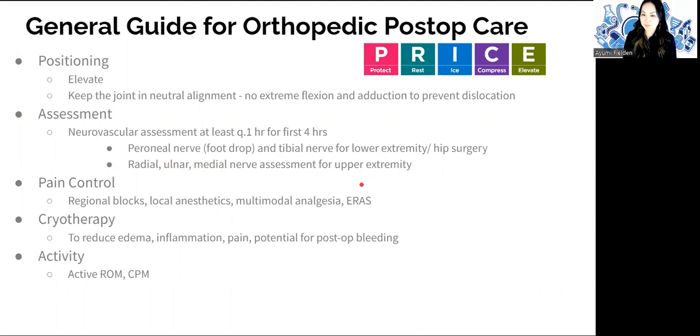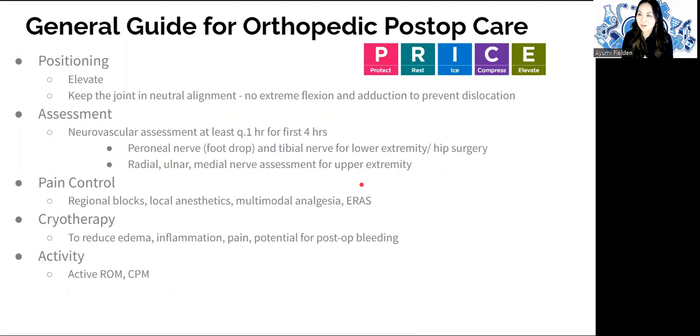Assessment of those patients. Neurovascular assessment is very important for orthopedic surgeries. At minimum, do it every 1 hour for the first 4 hours. Peroneal nerve, that's a foot drop, and tibial nerve for lower extremity and hip surgery. So that's something that you want to assess quite frequently for the patient who had a hip surgery. Are they developing foot drop? Median nerve assessment for upper extremities.